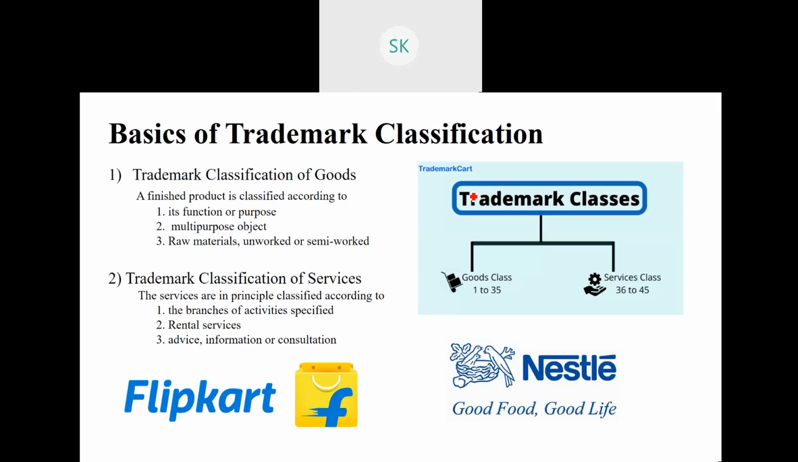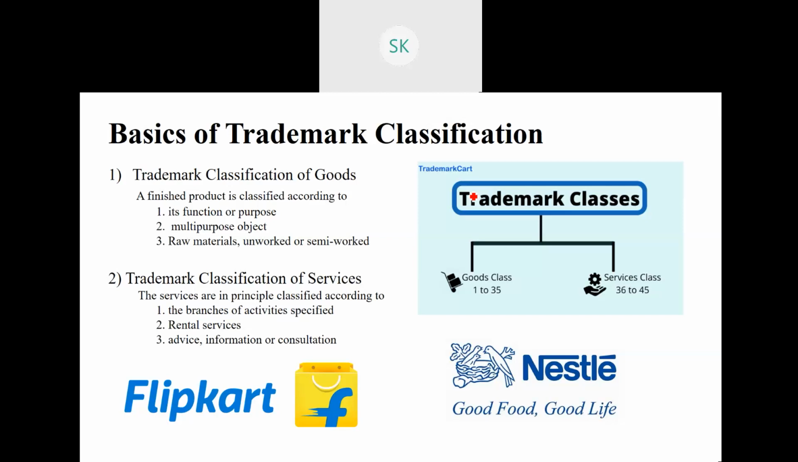So the first is branches of activity specified. If I have a company which provides services, then according to my job, according to my services, I will get classified from 35 to 45 class. Then the second is rental services. If I am providing something on rental basis, then this may also be used as a factor in classifying my service in trademark classes.